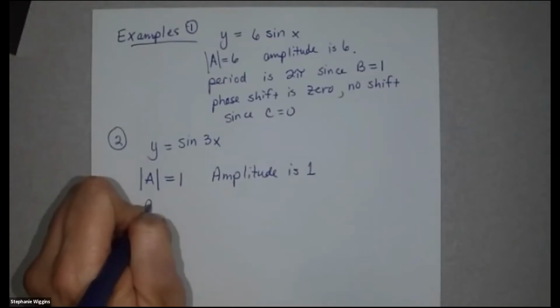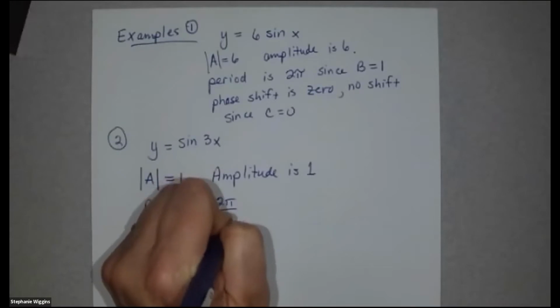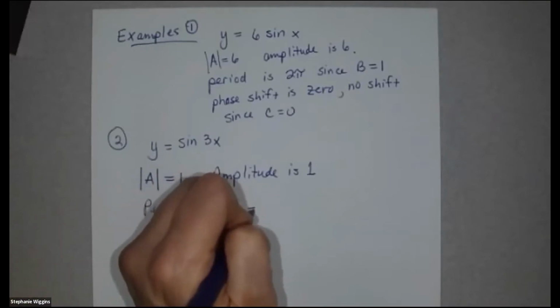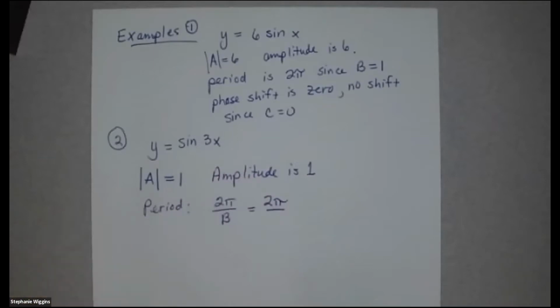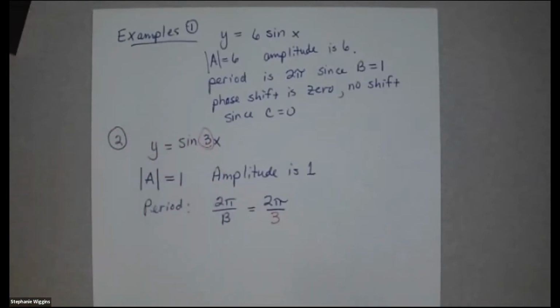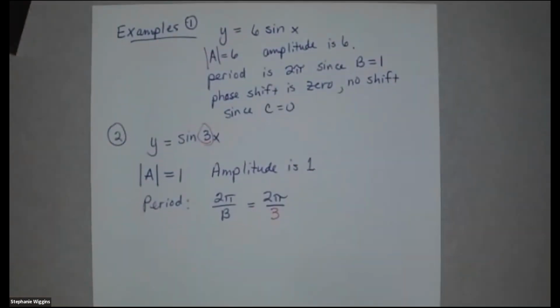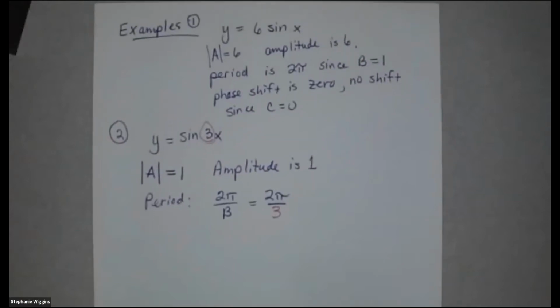The period, remember, is 2 pi divided by b. Well, in this example, b is 3. Okay, that's your b. So 2 pi over 3 is the period. There, again, there is no phase shift because we have not added or subtracted any constant here, okay? All right, so any questions on that so far?